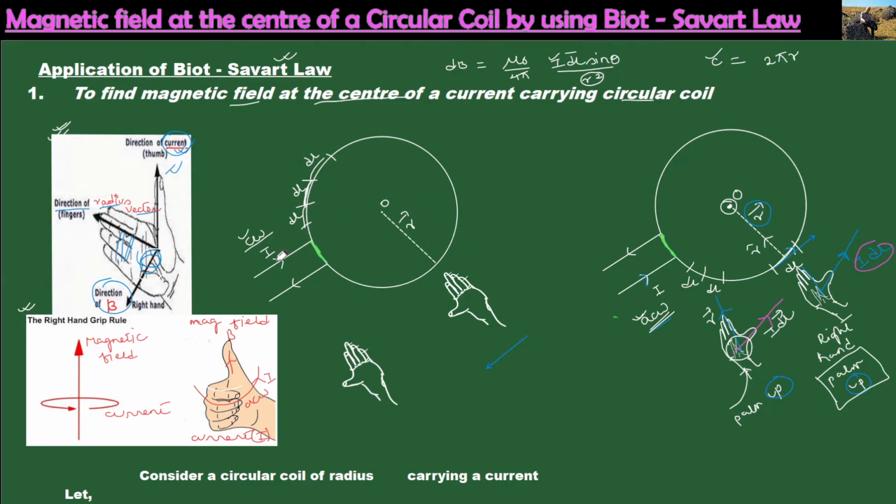So from here, see, the current is moving in this direction. You have to be very careful with the direction of current. Like in this case, the direction of current is in this direction, so our current element IDL is in this direction. Even from here, the current is moving in this direction. So the current I is moving in that direction.